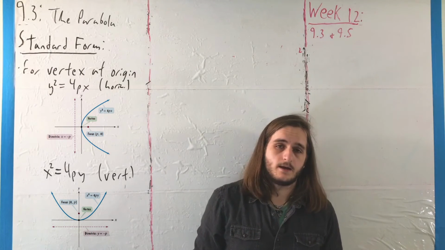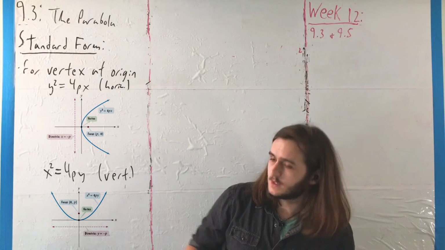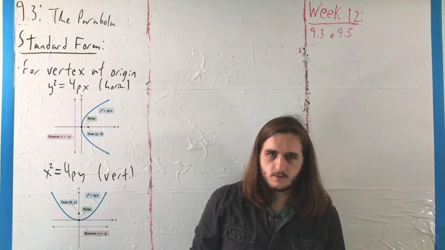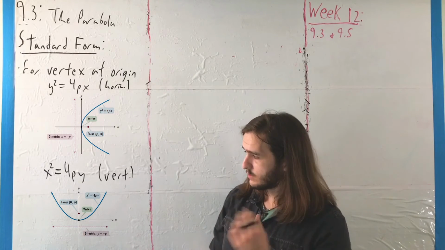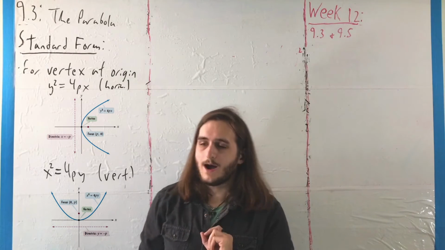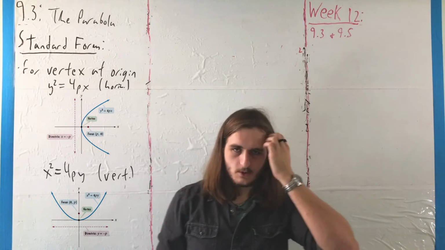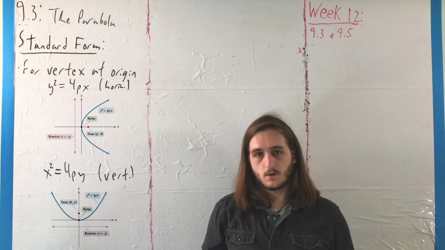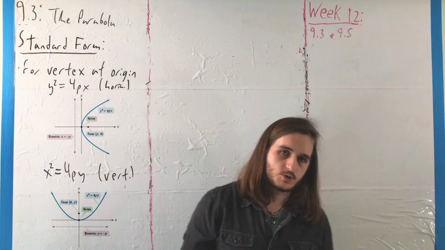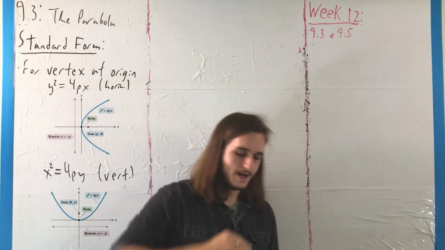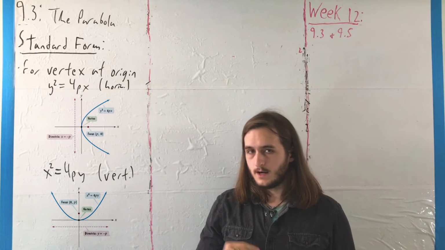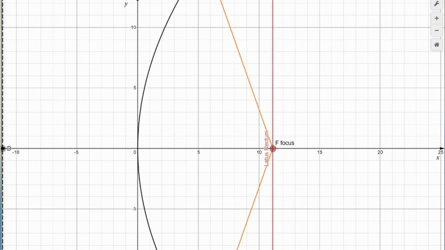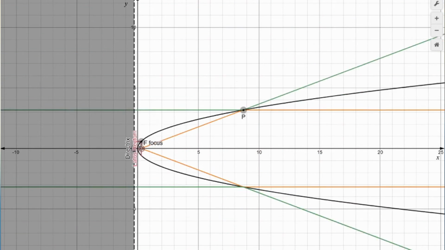And then on the other hand, we have for the vertical arrangement, that is where the parabola opens upward or downward, which is probably what you're more familiar with, probably what you're more used to, we have the general form x squared equals 4py, where here, when we look at the focus and the directrix, the focus is going to be at a point of form (0, p), and the directrix will be a horizontal line now with form y equals negative p.